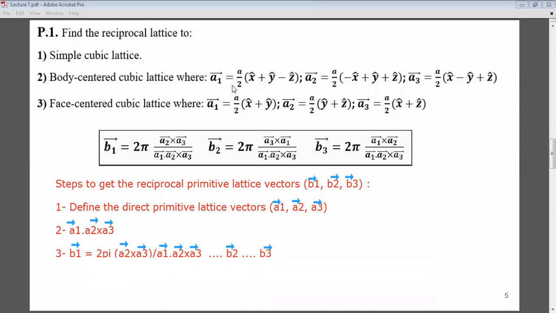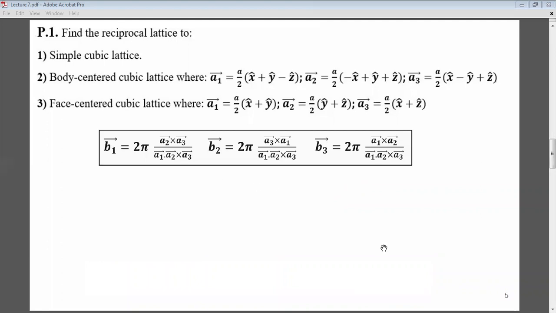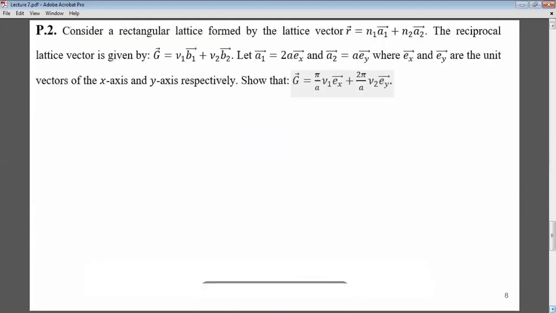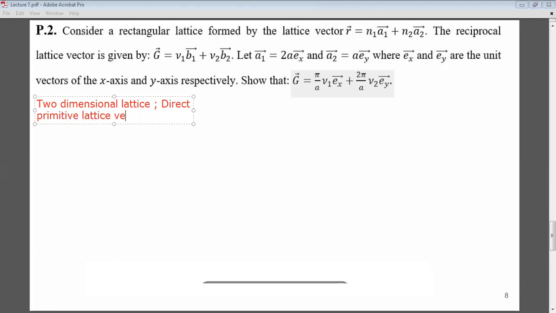Okay. Now let's do another easy exercise as well. Consider a rectangular lattice formed by the lattice vector R equal N1 A1 plus N2 A2. So this is in 2 dimensions, so this should be easier. This 2-dimensional lattice is formed by vectors A1 and A2, the direct primitive lattice vectors.